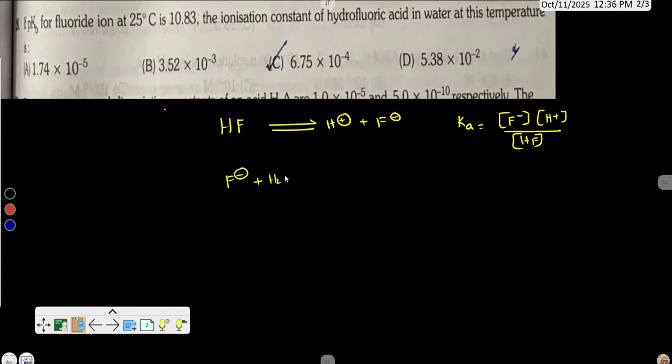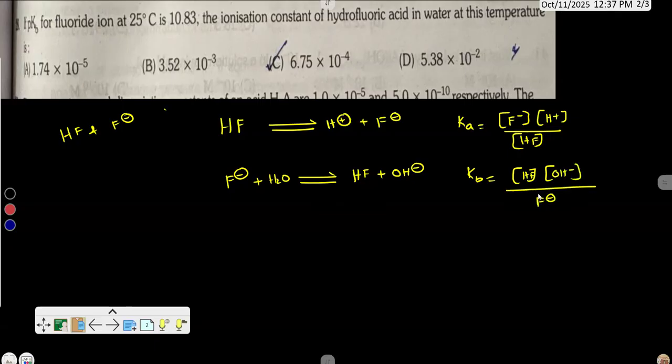All this reaction is happening in water. So F minus, whenever it reacts with water, will form HF again and release OH minus. So F minus is our conjugate base, and HF and F minus are considered to be a conjugate acid base pair. The Kb for this reaction would be HF concentration, OH minus concentration upon F minus concentration.